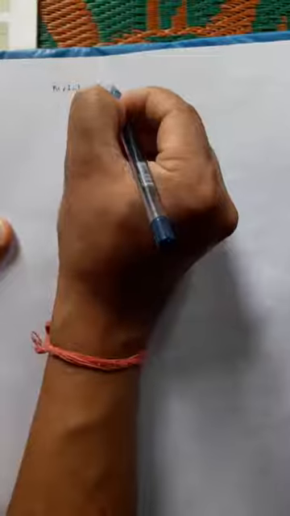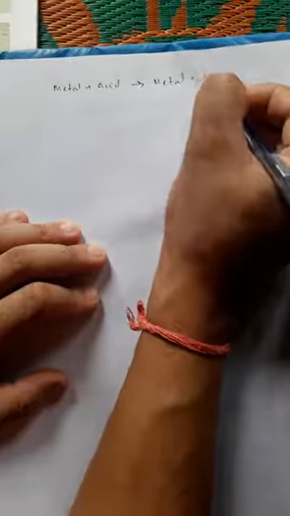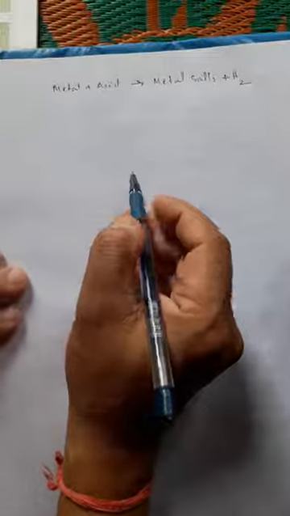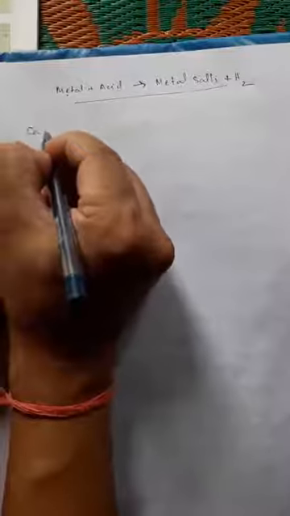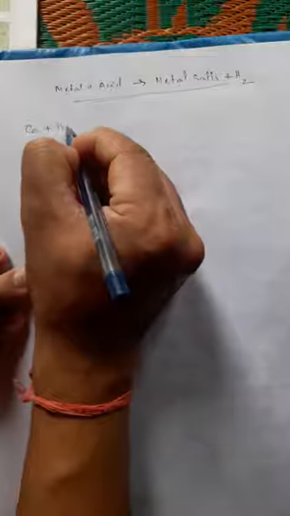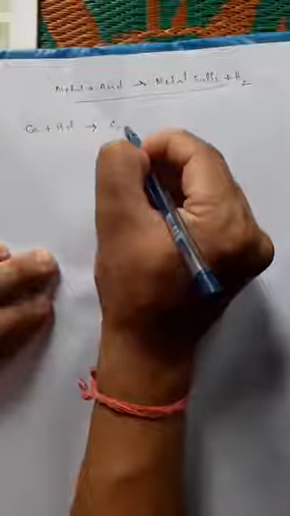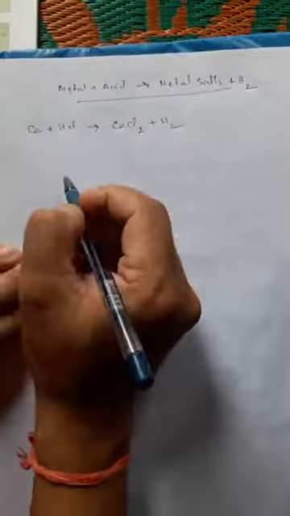Metal plus acid, we are going to get metal salts plus hydrogen gas will be liberated, H2. Let's see, metal plus acid, metal salts and hydrogen. Let's write few examples. Calcium reacting with hydrochloric acid, HCl. We are going to get calcium chloride or salt of calcium, CaCl2 plus H2, hydrogen is liberated.